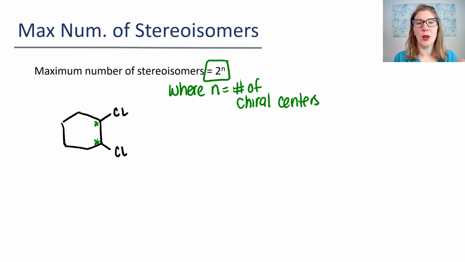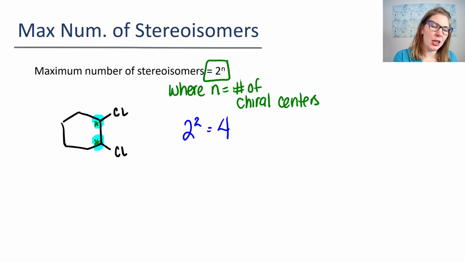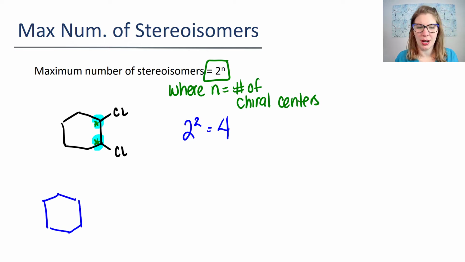In this example, where n is 2 because you have 2 chiral centers, you're going to have 2 to the second power, so there's a total of 4 possible stereoisomers. Let's draw those stereoisomers. We're not going to draw them in any particular order. We're just going to end up drawing all 4.